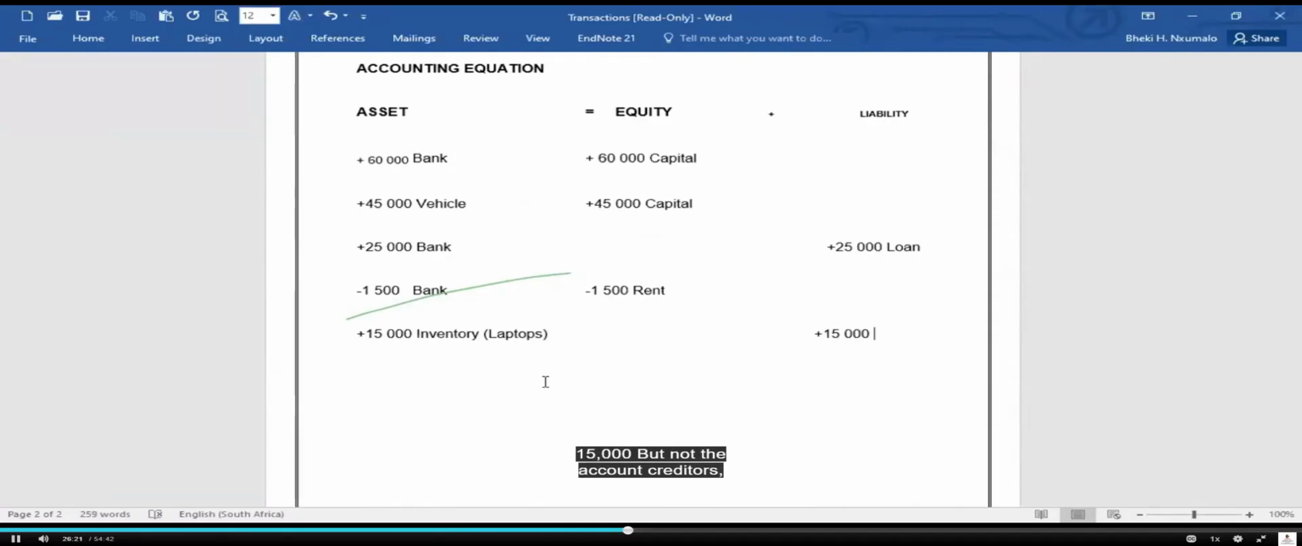But here you use not the account creditors, but we use payables. Payables, that is the correct account we use. Because of the new concept, we are no longer using creditors control, but we use payables or accounts payable. It's fine, but let's use payables. He purchased inventory or laptops or stock on account, 3,000 each. That is 3,000 by 5. It gives you 15,000 rand for a purpose of reselling those laptops.